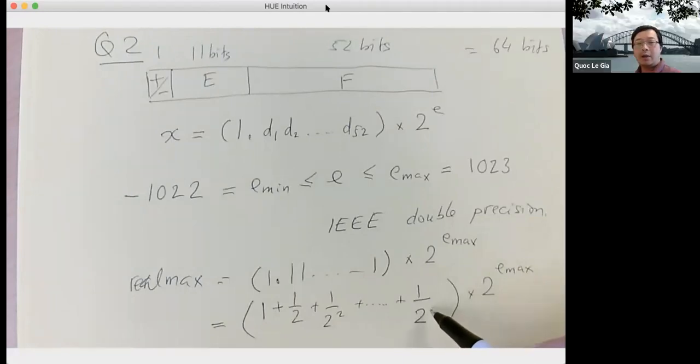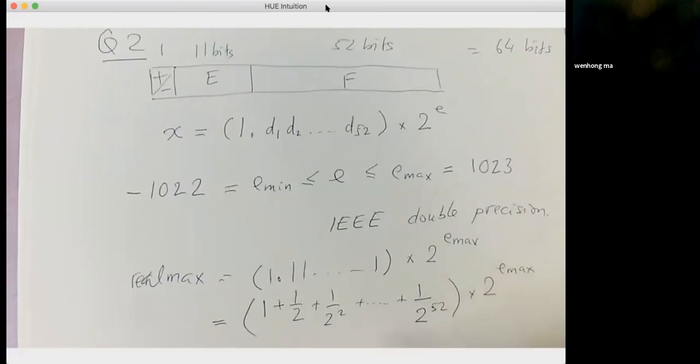What is the last power here? 52. See my pen? You see the tip of my pen? So what number should I write down here? 52. Yes, it's correct because we have 52 digits. Remember, we have the 1 up to 52. So the first digit is 1/2, and the last digit is 1 over 52.